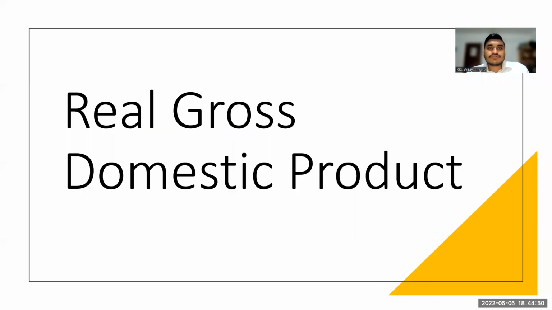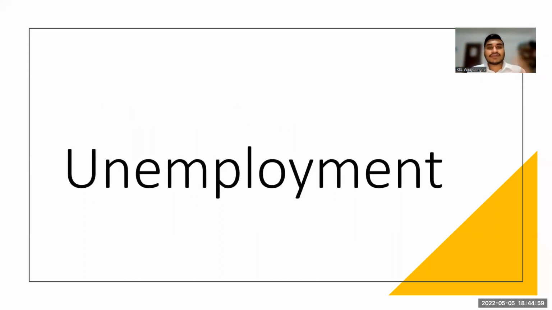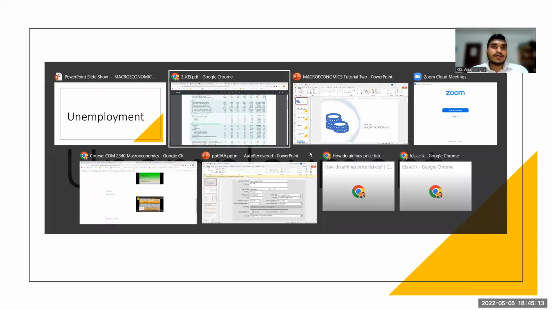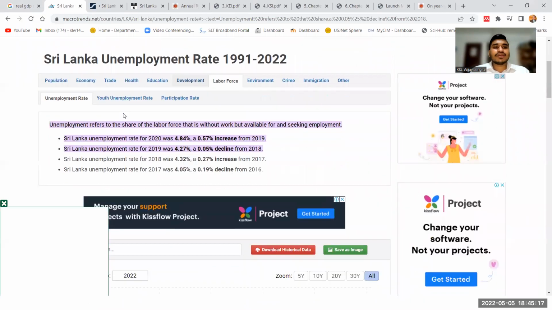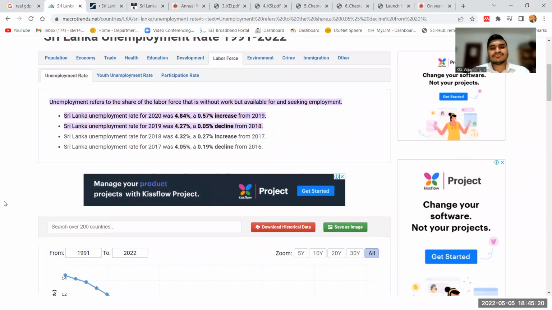So if we go back to our PowerPoint slide, real gross domestic product is basically the output of a country. And then we have unemployment. Now, unemployment, when we went through the central bank reports, it mentioned the unemployment is roughly about 5.2 in quarter 3 of 2021. So we are done with the real GDP. These are a few pieces of information where you can easily get yourself updated on the internet.